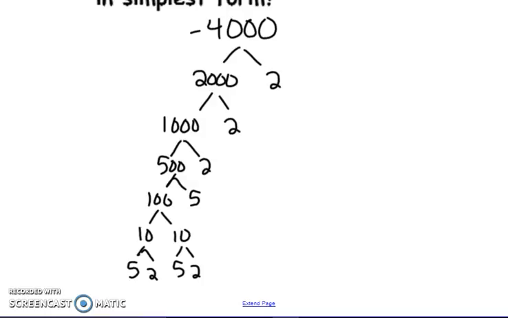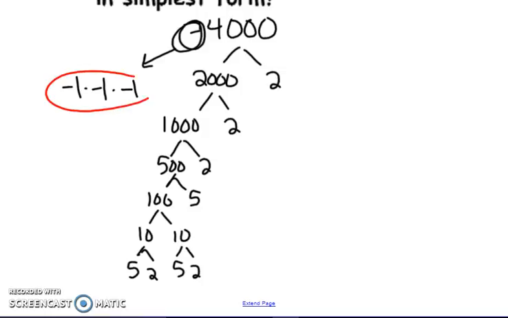Now, the one thing to keep in mind with this, when you have that negative sign, that is like saying negative 1 times negative 1 times negative 1. Because it's the cube root, we want to do it 3 times. Well, negative 1 times negative 1 times negative 1 does give me negative 1. So when I go to circle my triplets, this is now a triplet. That negative sign out front becomes 3 negative 1's.